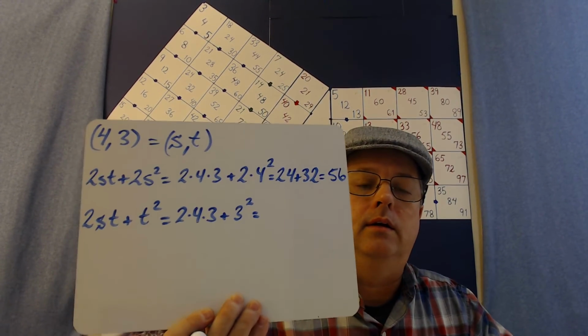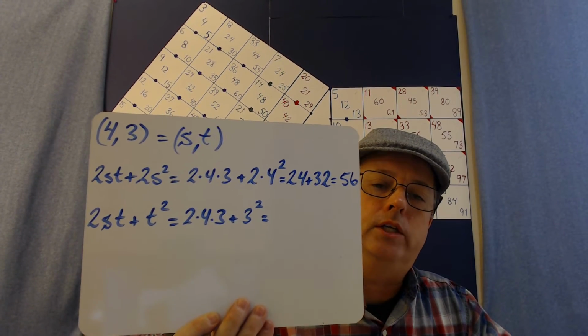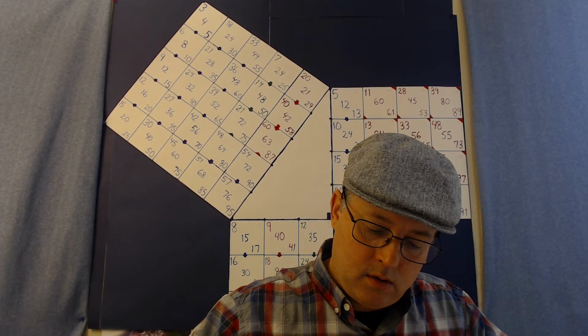Okay. And then let's do the next part of the algebraic expression, 2st plus t squared. So that'll be 2 times 4 times 3 plus 3 squared. And again, 2 times 4 times 3 is 24, and 3 squared, that's 9. So 24 plus 9, that's 33.